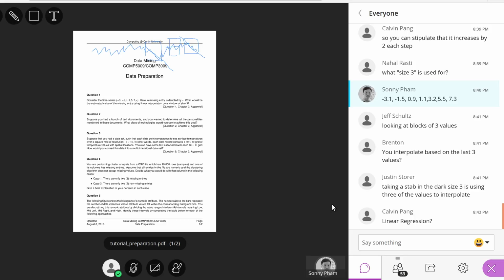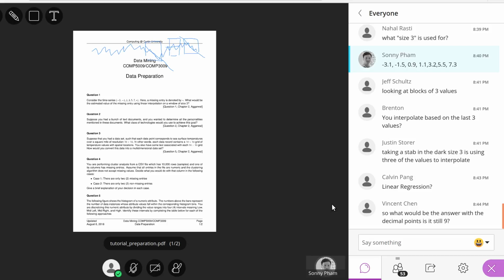Yeah, linear. So what I mean is linear regression basically assumes a linear relationship, right? So a value should be a linear function of the other. So that's what we're going to have.